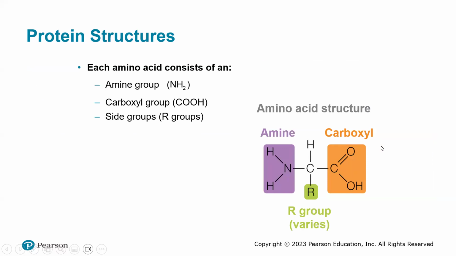Now, each amino acid consists of your amine group, which is the nitrogen containing group. This is the inside of your amino acid. And then we've got a carboxyl group, which is the C side of our amino acid, right? And then the thing that makes your 22 amino acids different is this R group. This is the functional group.